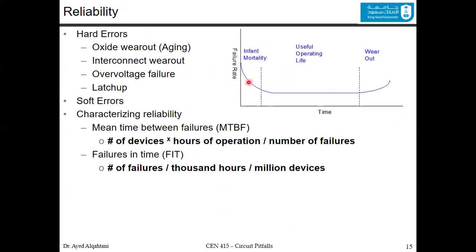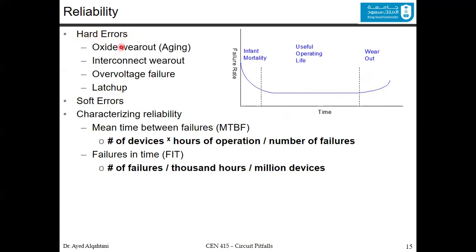Even in human lives, the children have a lot of problems that we need to protect them from. And after a while, you have a useful operating life. And then at the end, you start having some wear out and aging effects. And this increases also over time.